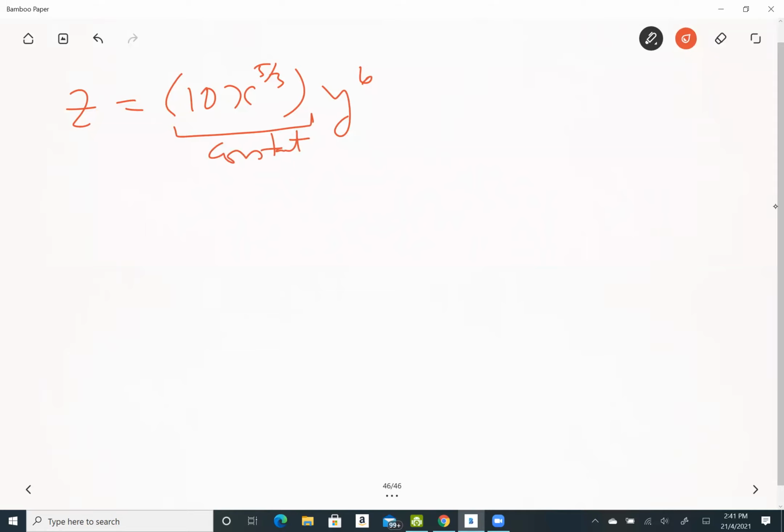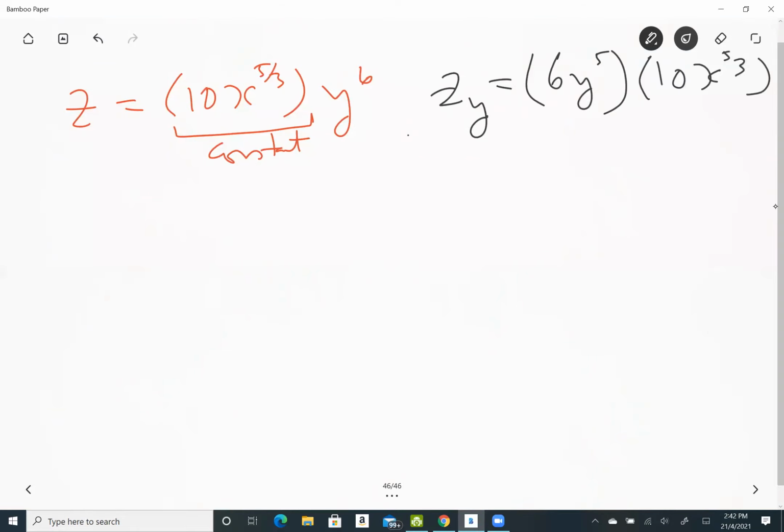So what is the derivative? Zy equals what? Anybody? 6y to the power of 5. Okay, 6y to the power of 5, times 10x to the power of 5 over 3. Multiply by the constant, everything there. Okay, so 10x to the 5/3.